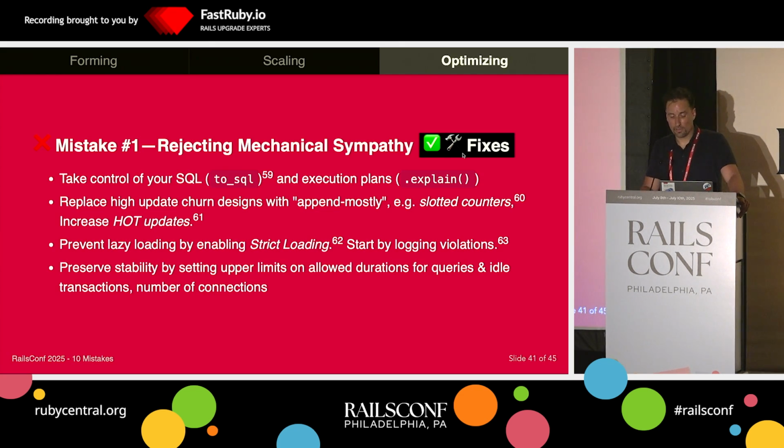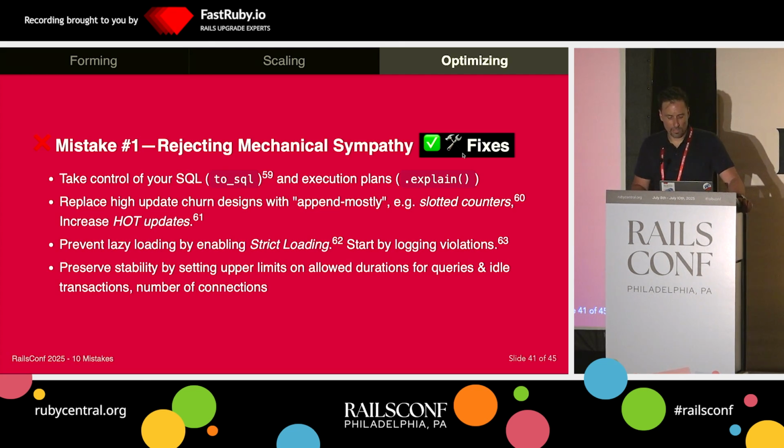We can also replace our high update or delete churn designs with append-mostly designs. One example of that is the slotted counters pattern, and there's a nice Ruby gem for that. I've got an example showing how to use that with Rideshare to replace some counting. And then in Postgres, there's this type of update called a HOT update, which we're not going to get into, but increasing the proportion of our updates that are HOT updates is a write path optimization.